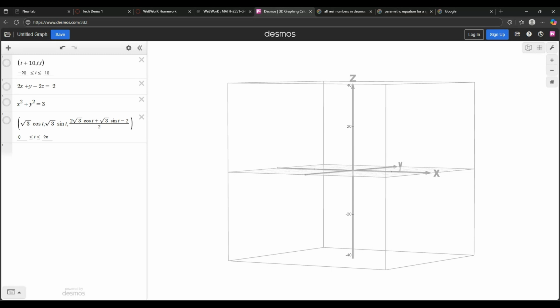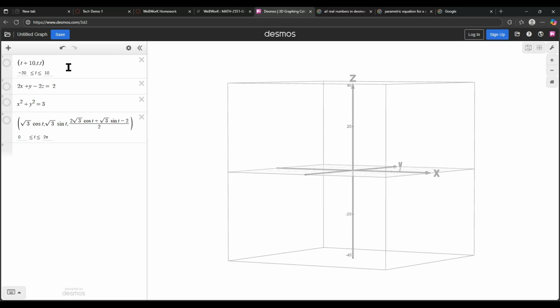The program I used to graph this is the Desmos 3D graphing calculator, as you can see on the screen. For the line, we were given a direction of 1, 1, 1 times t and a starting point of 10, 0, 0. To show that in Desmos, I combined the direction and the starting point into one parametric line of t plus 10, comma t, comma t, as you can see as the top choice, and I made it go from negative 20 to 10.